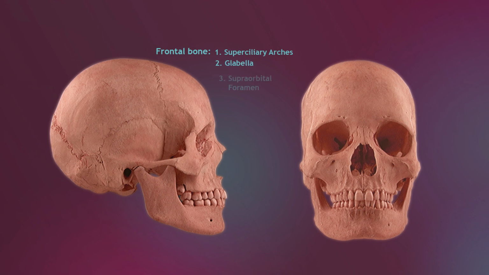The supraorbital foramen is a small opening above each orbit. Often it appears as a supraorbital notch right at the orbital rim rather than as a distinct foramen. It's not unusual to find a foramen on one side and a notch on the other.